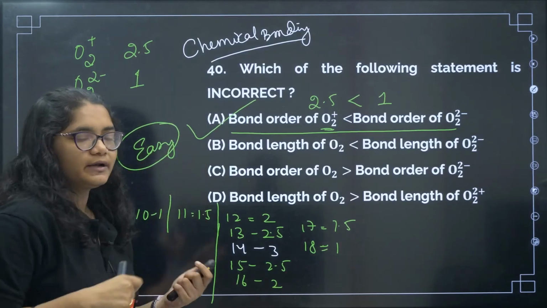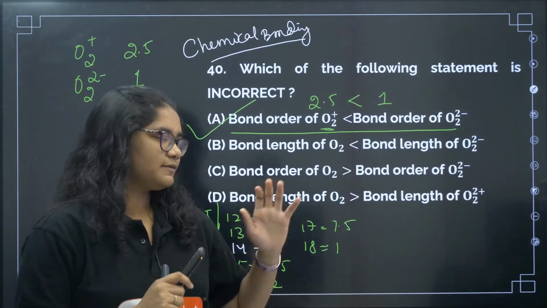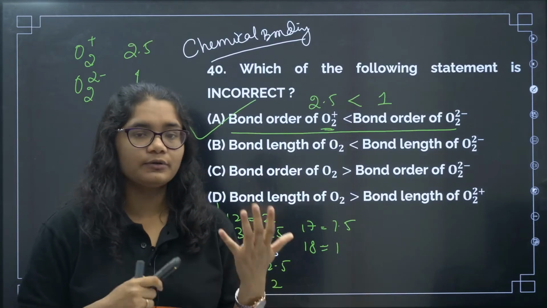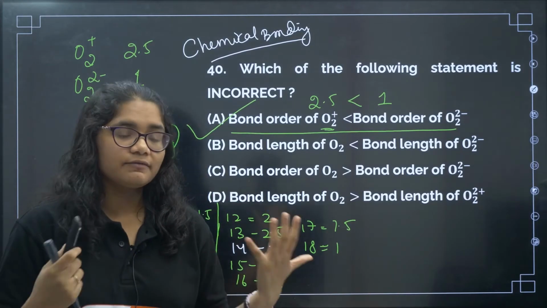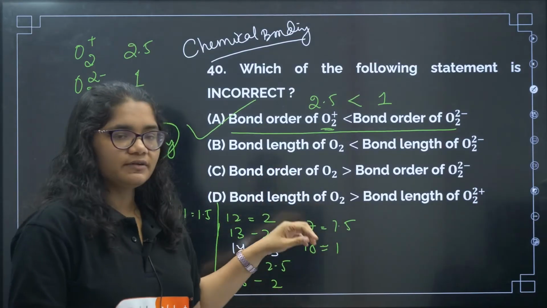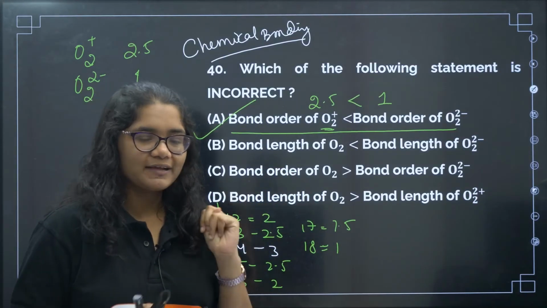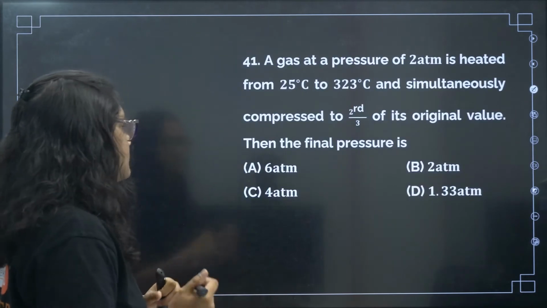If you can calculate the bond order in fraction of seconds, otherwise you can do the molecular orbital theory, draw the diagram and then calculate the bond order, but that will be a lengthy process. But if you know this trick, you can easily solve this question in fraction of seconds. Next, coming to question number 41.